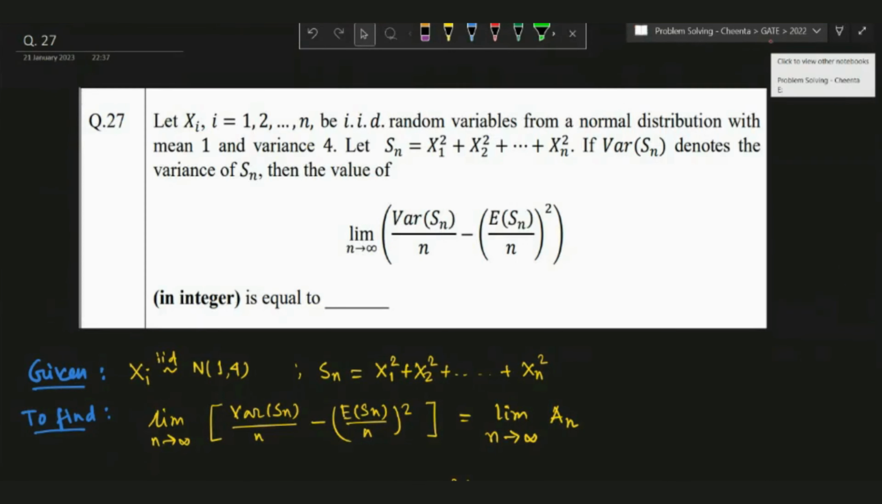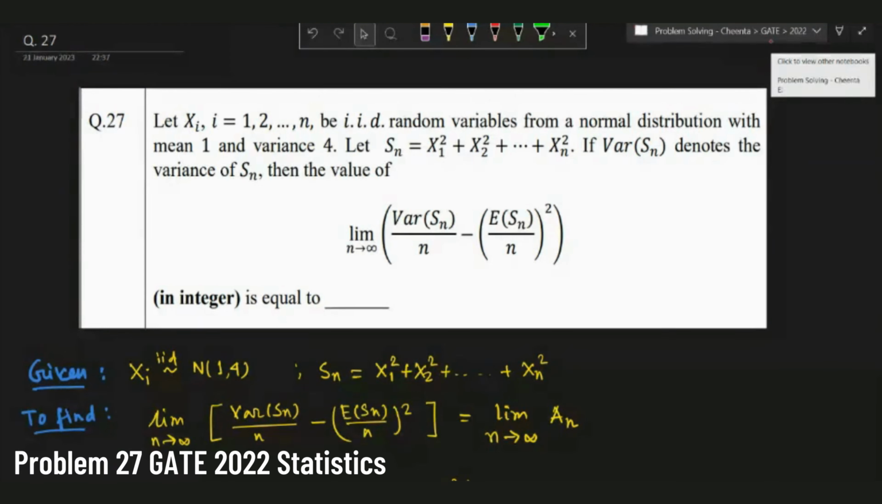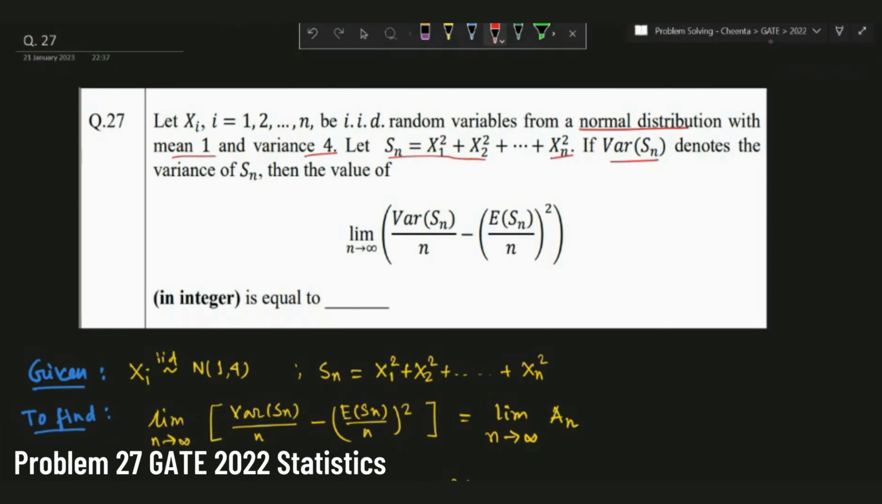Today we are going to solve question number 27 of the GATE 2022 statistics paper. The problem says that Xi are iid random variables from a normal distribution with mean 1 and variance 4. We define Sn as X1 square plus X2 square up to Xn square, and we need to find the variance of Sn and the limiting value of (variance of Sn by n) minus (expectation of Sn by n) whole square.